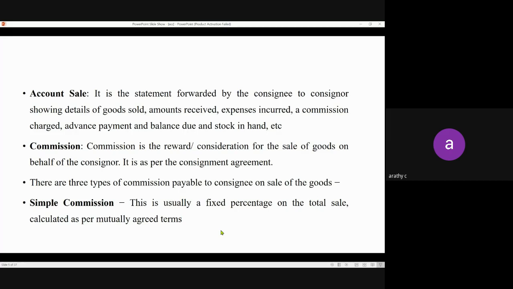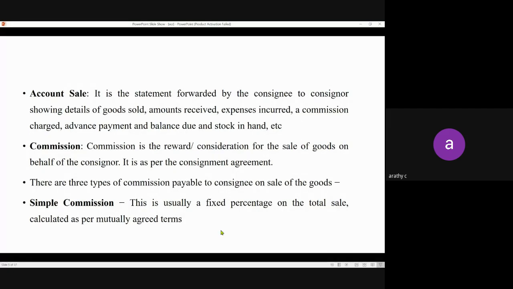So, what does an account sale include? It includes the details of goods sold, amount received, expenses incurred, commission, etc. So, account sale is the statement forwarded by the consignee to the consignor, and the pro forma invoice is the statement forwarded by the consignor to the consignee.